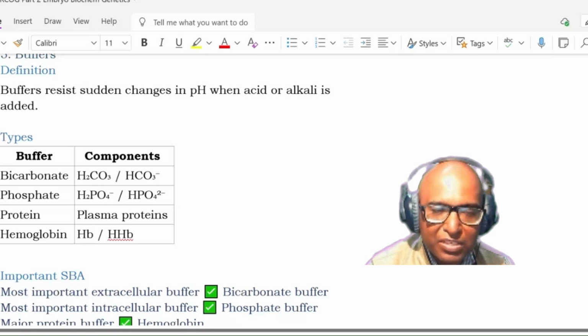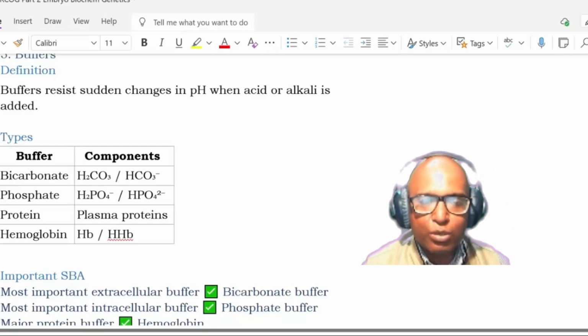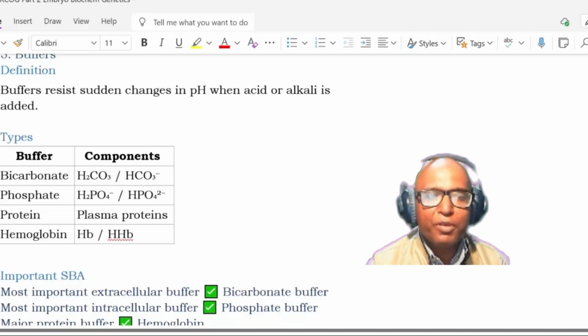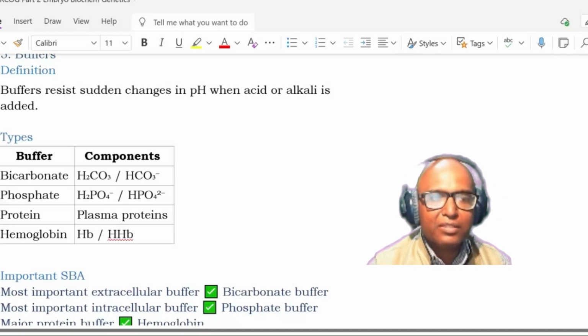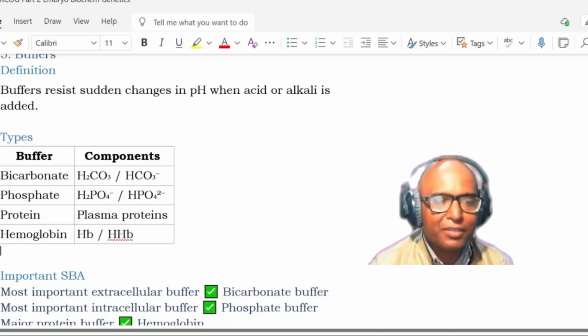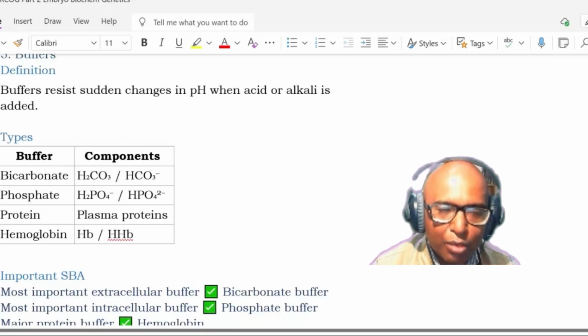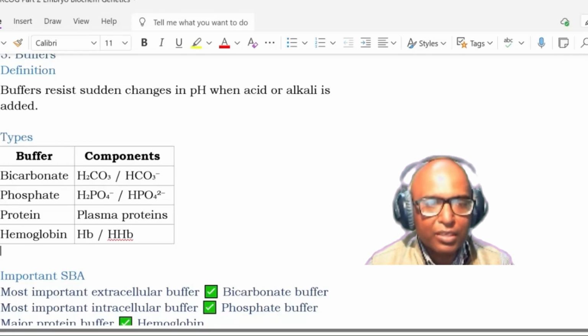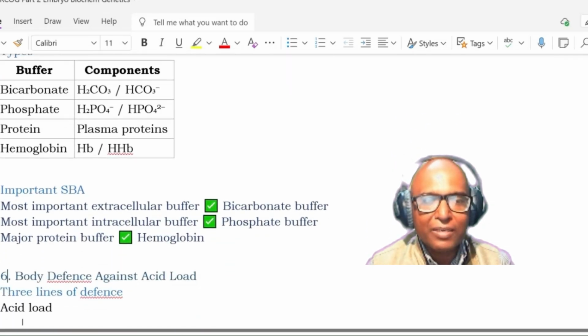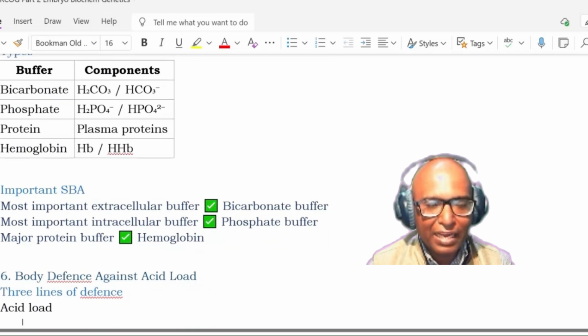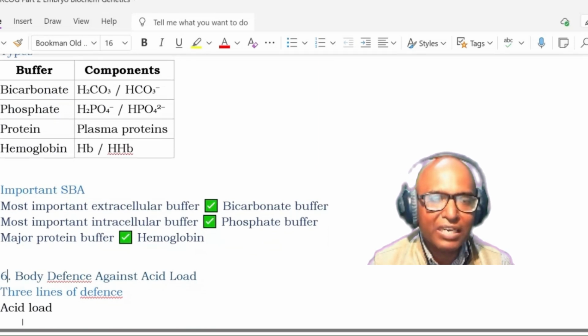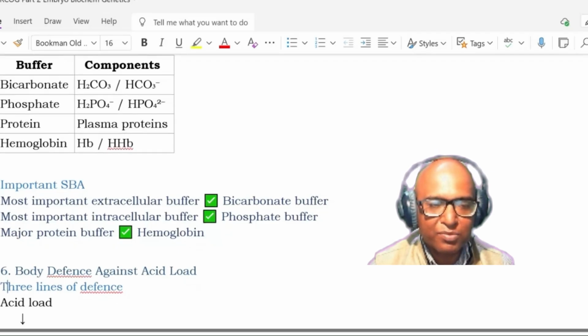So what are the buffer systems which are available? First is the bicarbonate buffer, that is H2CO3 and bicarbonate. Then the phosphate buffer, H2PO4 and HPO4, that is dihydrogen phosphate and hydrogen phosphate. Then plasma proteins are there. Then hemoglobin and protonated hemoglobin. Remember: bicarbonate buffer, phosphate buffer, protein buffer, and hemoglobin. These are the 4 buffer systems which are available.